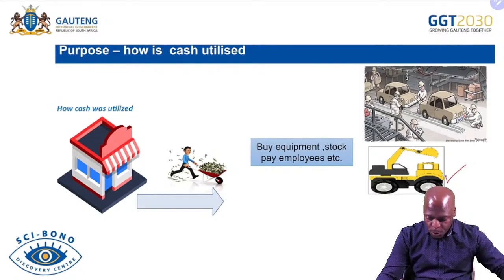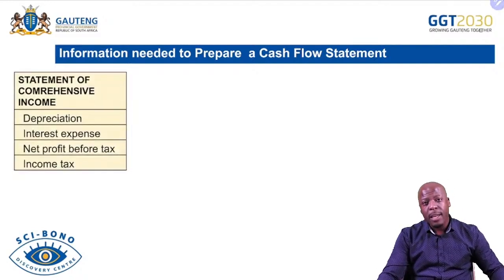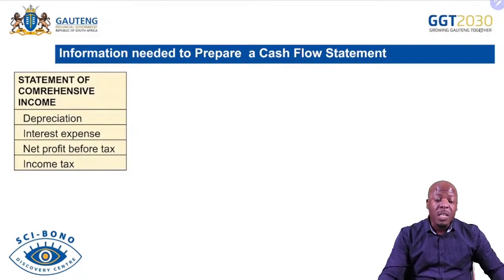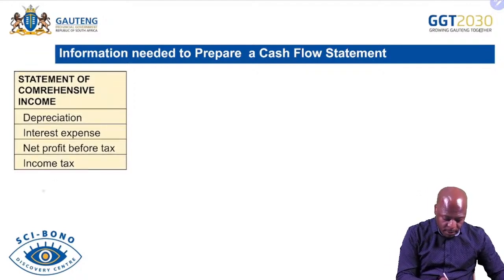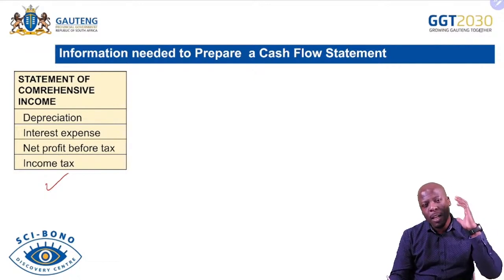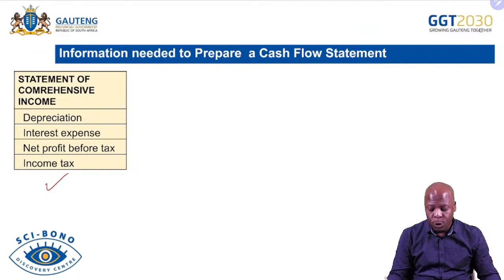Okay, I want us to quickly move on now, and you see we're going to talk about where do we get the information to prepare a cash flow statement. Where do we get the information if we are to prepare a cash flow statement? Our first place to go to look for information is what we call the statement of comprehensive income. That is your income statement. So if we are going to prepare a cash flow statement, you must have the income statement in mind. And remember, you've already done this in your schools.